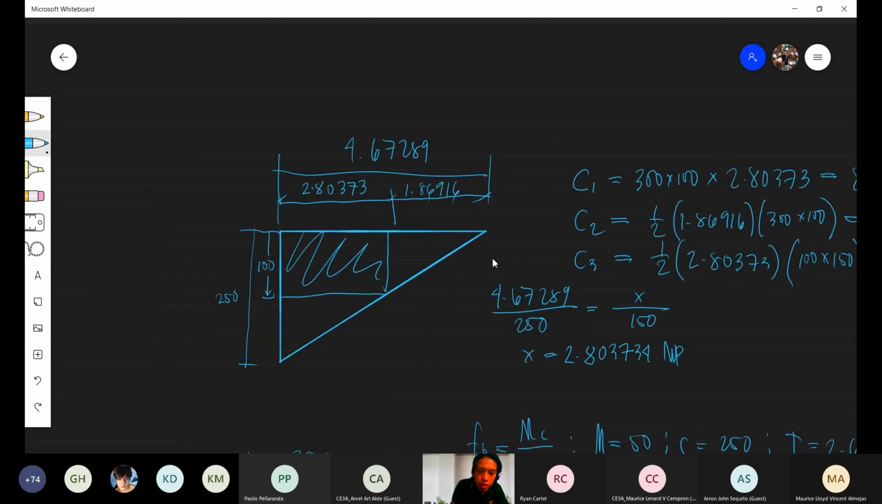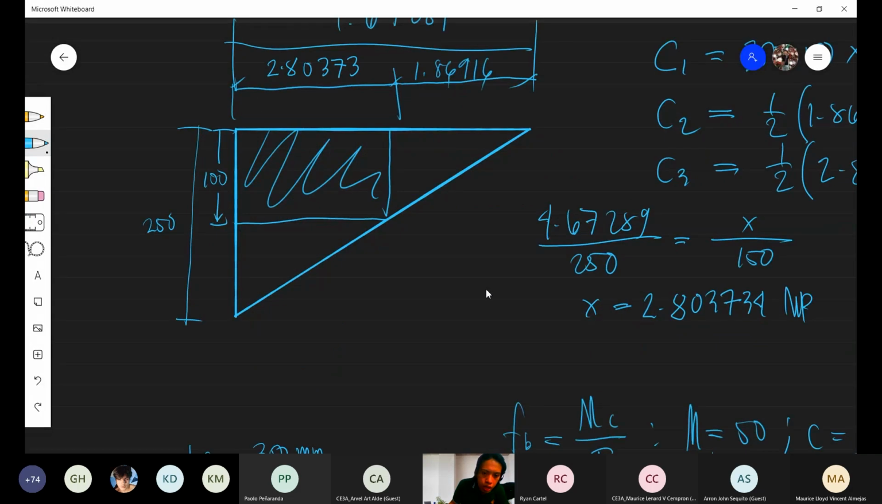Now let's locate the centroids. The centroid for C1 is 50, obviously. For the triangle, the centroid is somewhere here, at a distance of 100/3. Okay, 1/3 of 100, so this is 100/3.